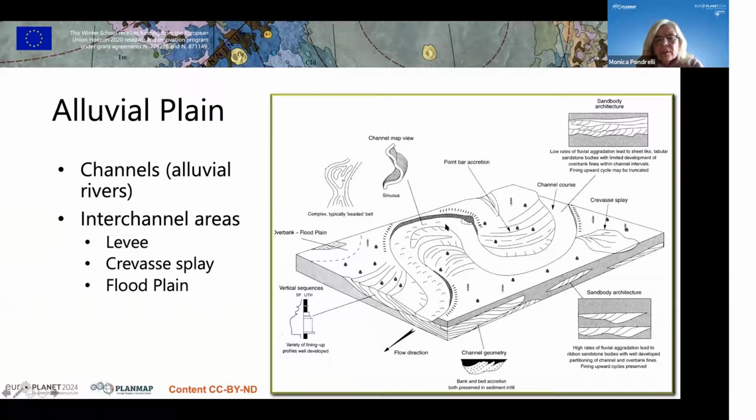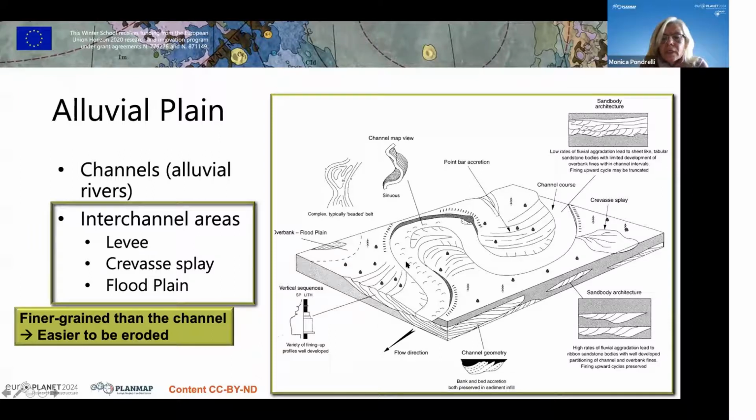Alluvial rivers are present in the alluvial plains. So we have channels. This is an example. Meandering channels are among the most common on Mars, and they are surrounded by interdistributary areas, interchannel areas with levees, and crevasse plains, when the flood breaks the levees and deposits material in the floodplain. The floodplain is the surrounding area which is fed only during the episode of flood by finer grained material.